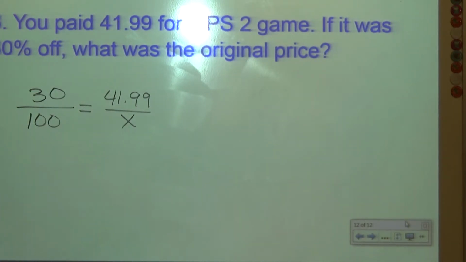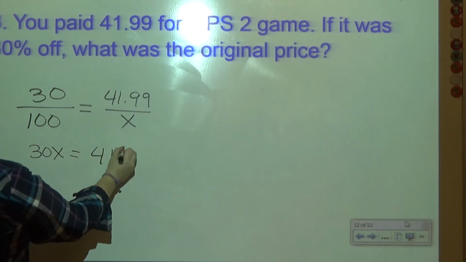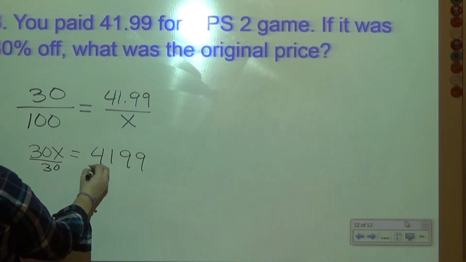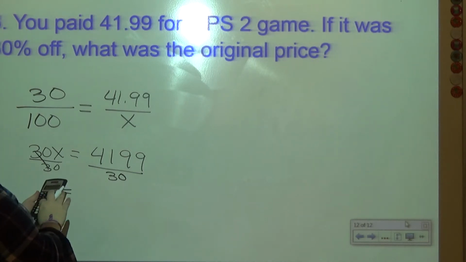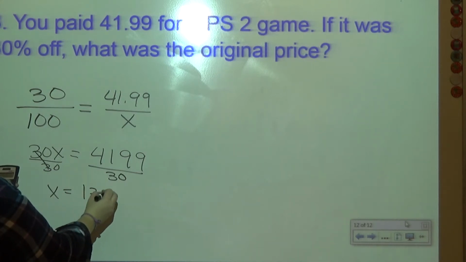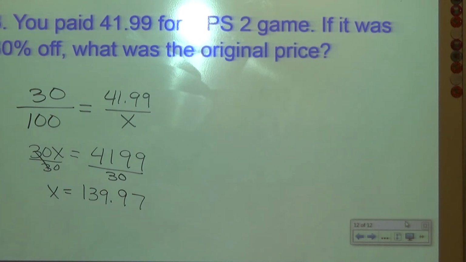Cross multiply. 30x equals $41.99. Divide by 30. $41.99 divided by 30 is $139.97. So around 140. Does that number make sense? It doesn't. This is actually wrong. I did it wrong on purpose.